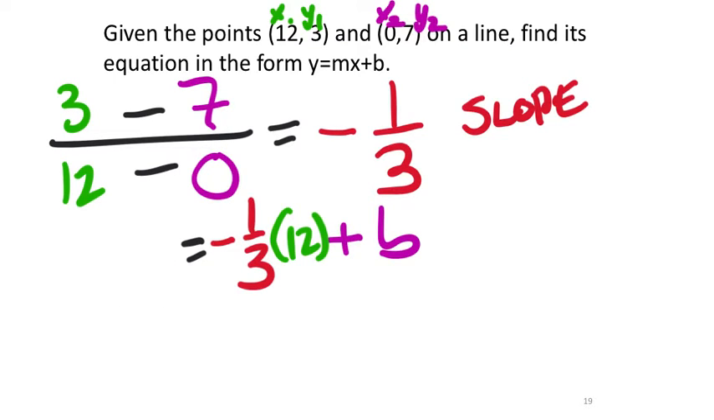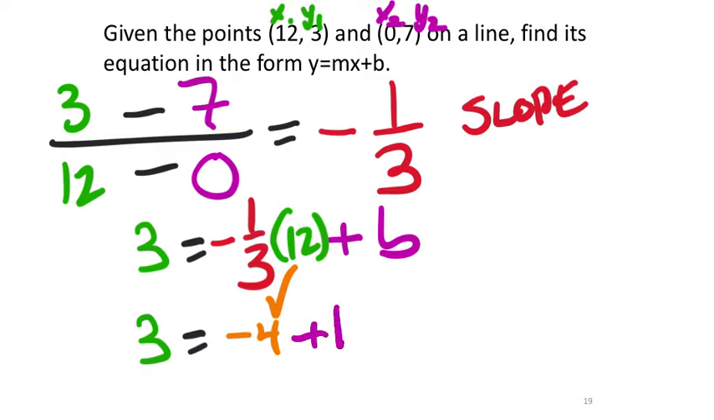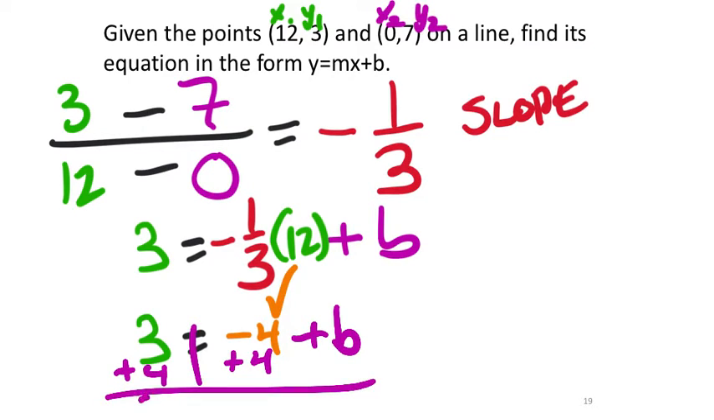Now, I'll give you a little bit of a shortcut here at the end, but let's go ahead and solve this, okay? So negative 1/3 times 12 would be negative 4. So then I got 3 equals negative 4, but then plus b right there. Sorry, that's kind of a sloppy b. That's a little bit better. So at this point now, I have to add 4 to both sides. And 3 plus 4 would be 7. So that's our b value on that.